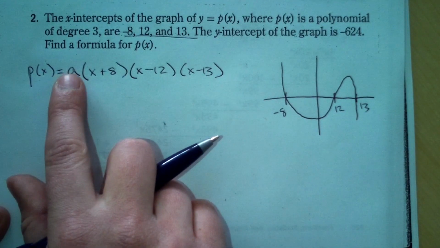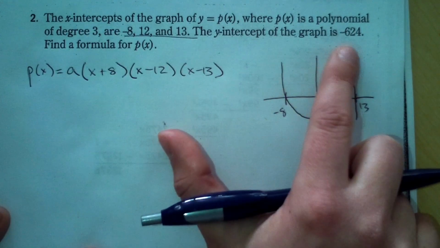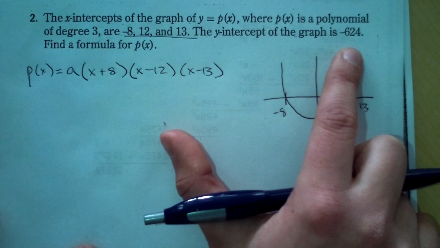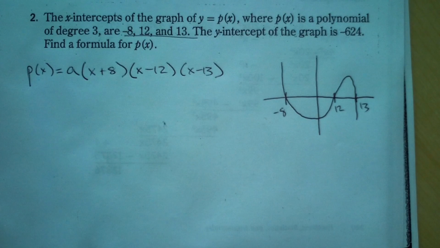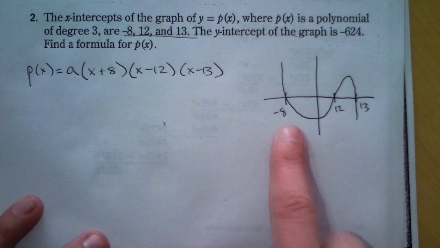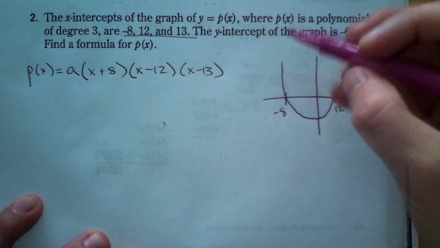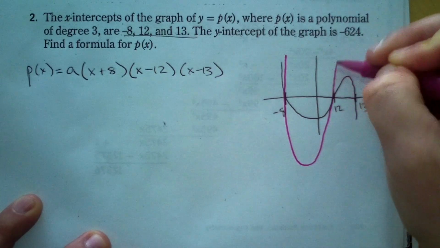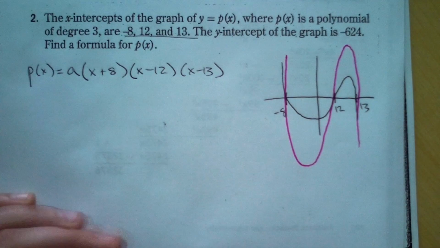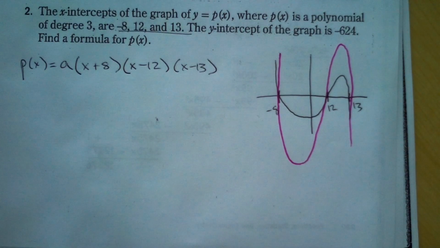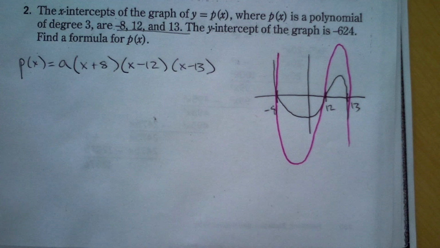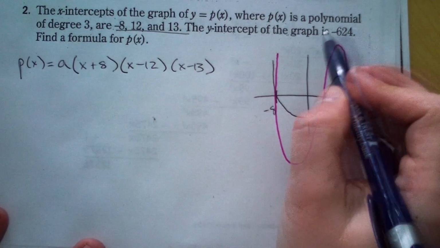So I'm going to go negative 624. It's equal to, again, that a is what I'm trying to find. And in all of the x spots, because this is crossing at 0 there, I can put a 0 in for all of those x's. So like 0 plus 8, 0 minus 12, 0 minus 13. And luckily that's easy math there, right? Because it would just be whatever those numbers are. So like 0 and 8, 8, 0 minus 12, negative 12, 0 minus 13, negative 13.